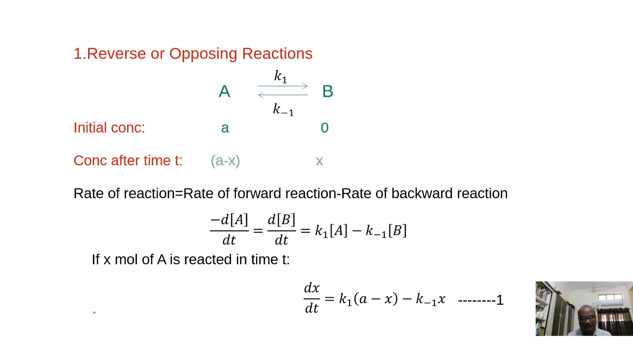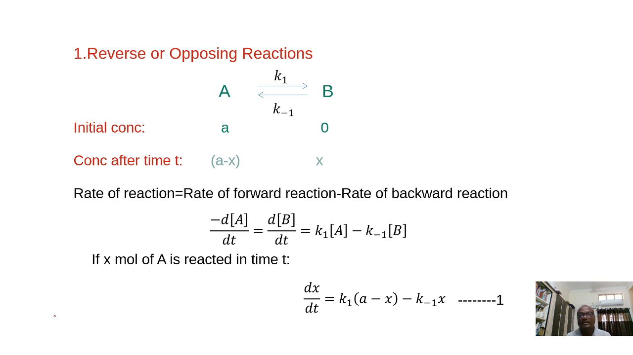So we say that x moles per liter of reactant has reacted in time t. Then the net rate is represented by dx divided by dt. That is equal to K1 into a minus x, because this is the concentration of A after time t, minus K minus 1 into x, because that is the concentration of B at time t. So dx/dt = K1(a minus x) minus K minus 1 into x. This represents the overall rate of reaction, that is, the net reaction rate. It is the difference of the rate of forward reaction and backward reaction.